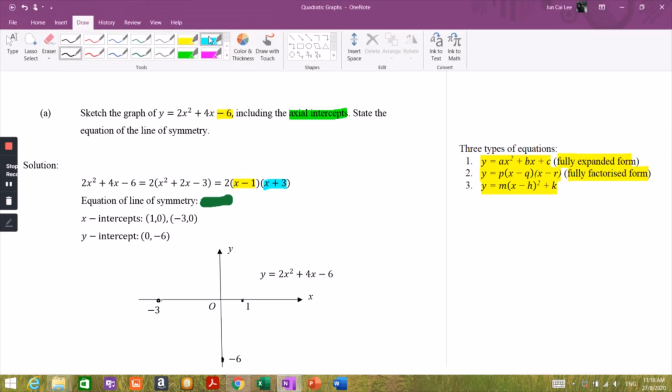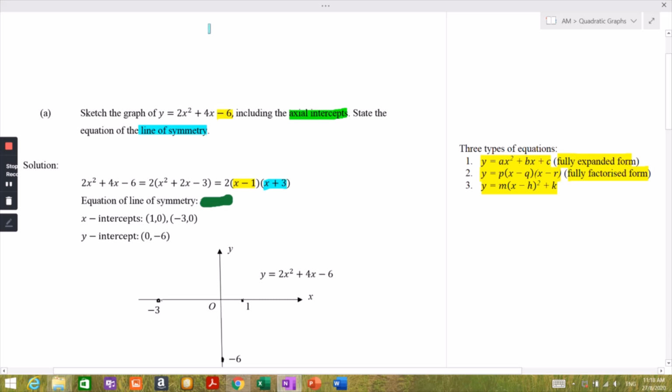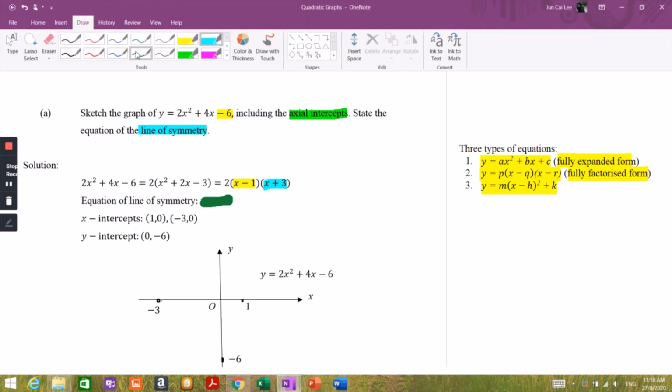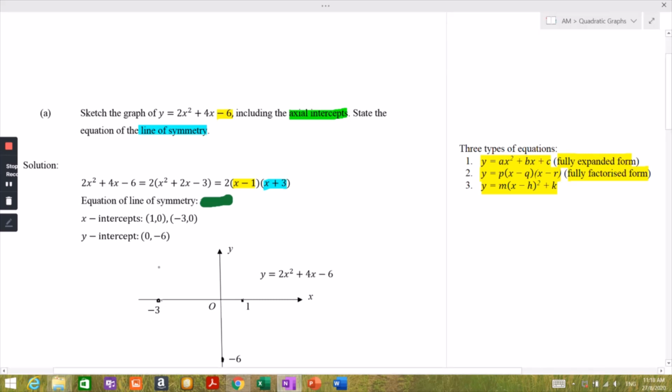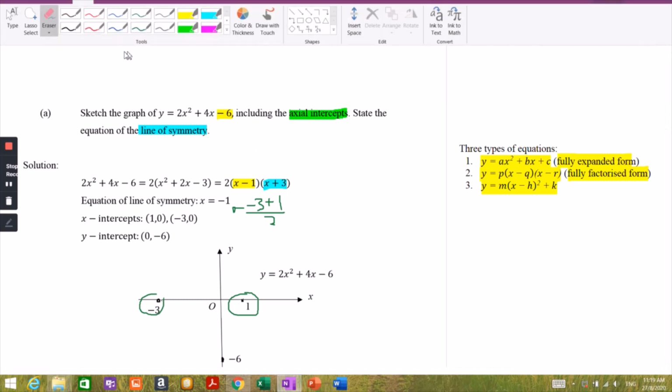The question also wants you to find the equation of the line of symmetry. With this information on the graph, you see that it's actually quite useful already. Because the line of symmetry must lie in between the two x-intercepts. So if you have -3 and you have 1, the average of these two values is exactly the line of symmetry. That is how I get to the fact that this equation is x equals -1.